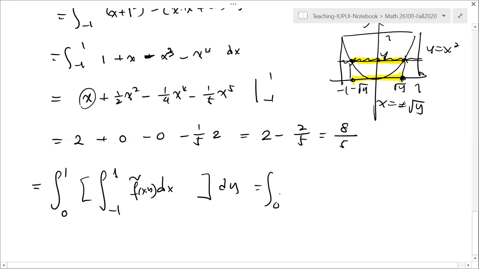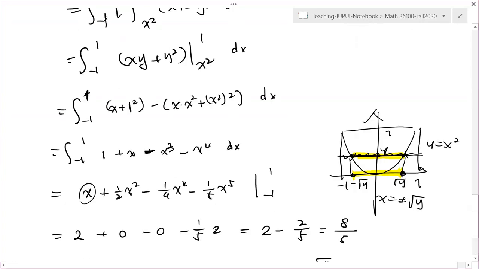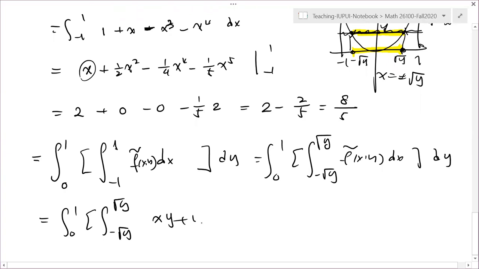So now I can replace this by negative square root of y, positive square root of y, then f2 of x, y. Since over that interval of x the points are along this line with the y fixed, f2 can be equal to f, which is going to be x plus xy plus y squared. So that is dx, okay? Then dy.